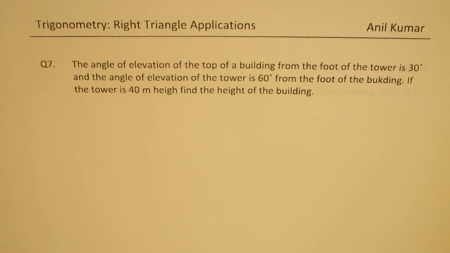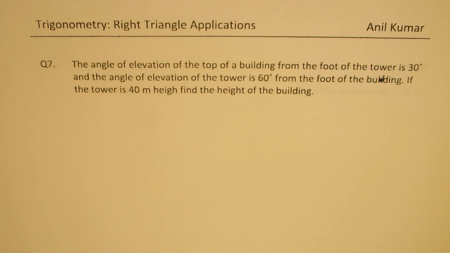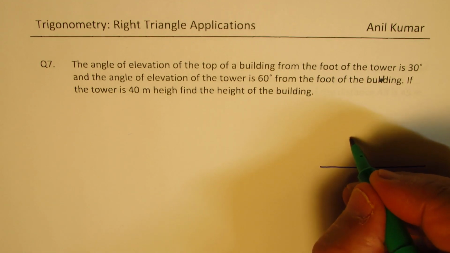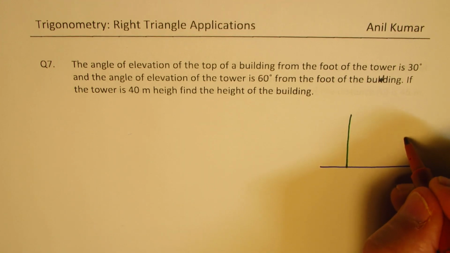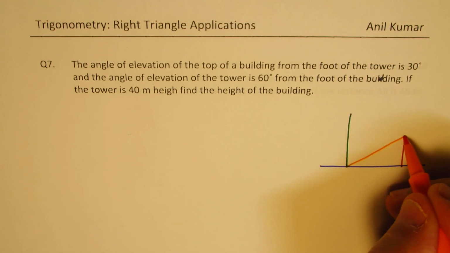The angle of elevation of top of a building from the foot of a tower is 30 degrees. The angle of elevation of the tower is 60 degrees from the foot of the building, right? If the tower is 40 meters high, find the height of the building. So it's slightly different from what we just did. So we again have two things. We have a tower and a building. So we're talking about angle of elevation from both.